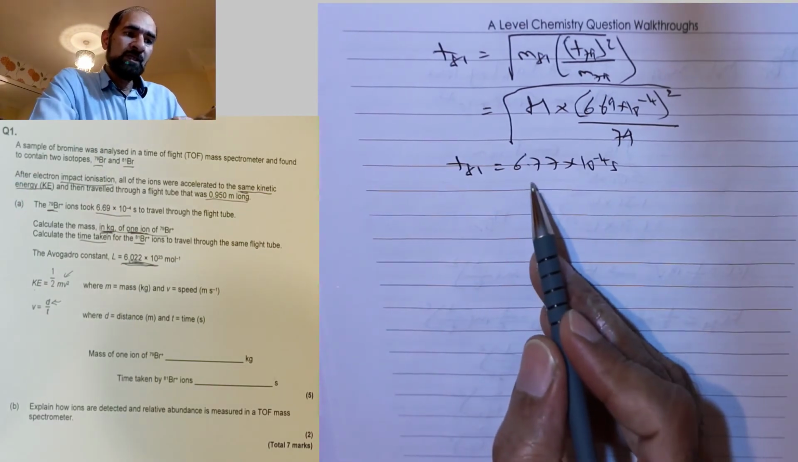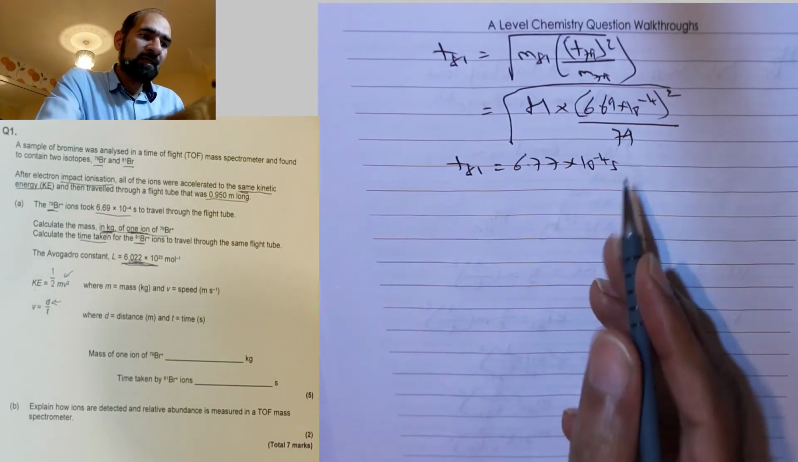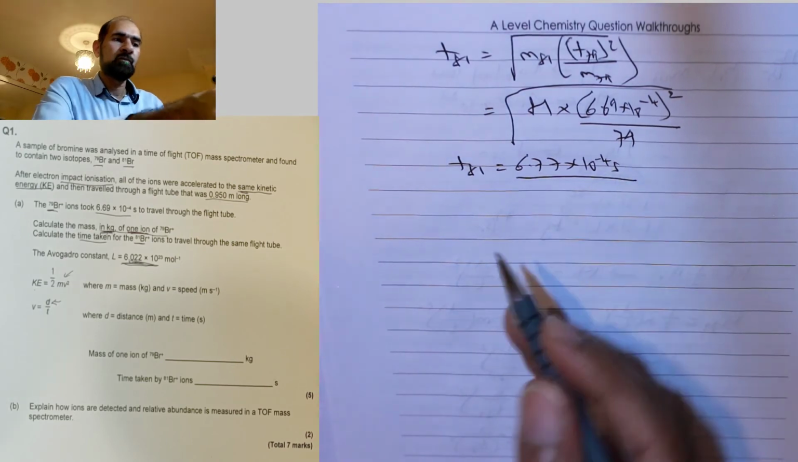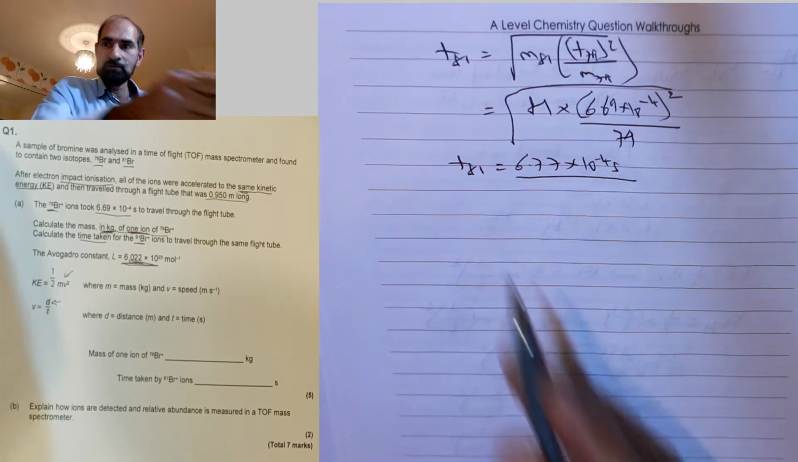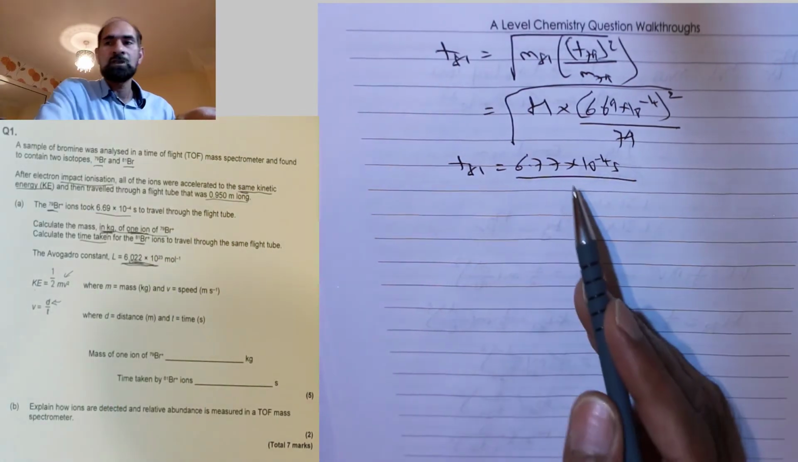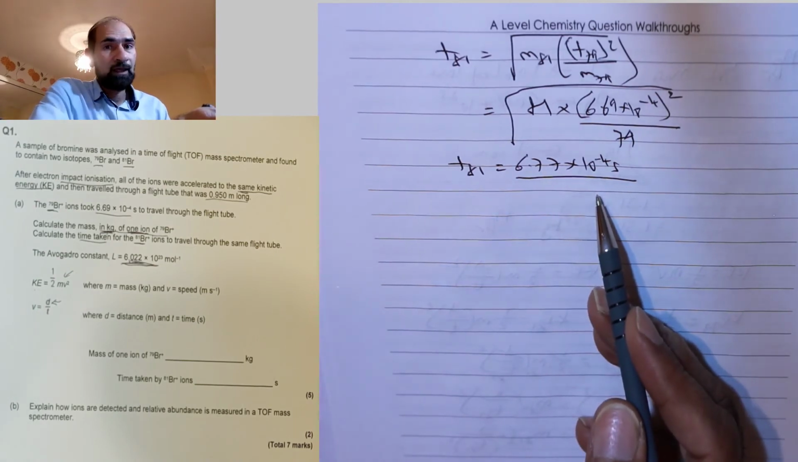So the answer to that would be 6.77 times 10 to the minus 4 seconds, and that is the time taken for the Br-81 to cross that tube. Yeah, end of the question for that part anyway.